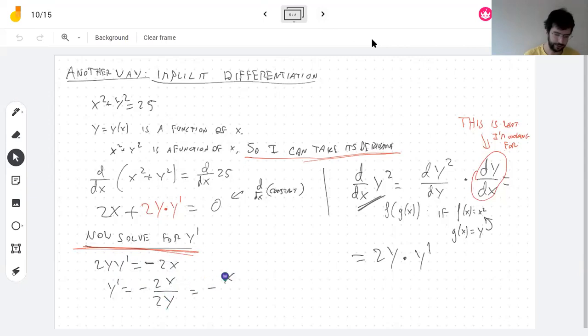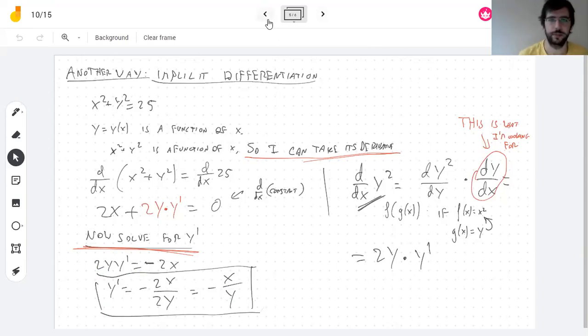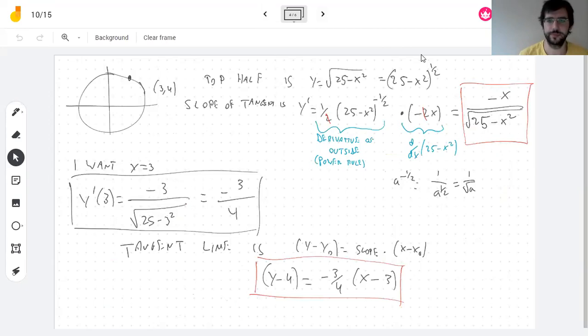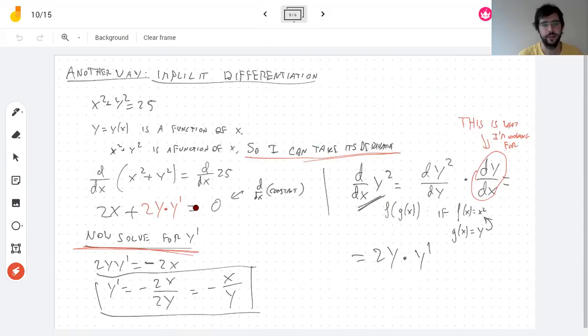And then I cancel these twos because they're not doing anything. So in the end, I get that y prime is negative x over y. So if you look at what I got before, I got that the derivative was negative x divided by the square root, but this square root is y. These two expressions are the same thing.